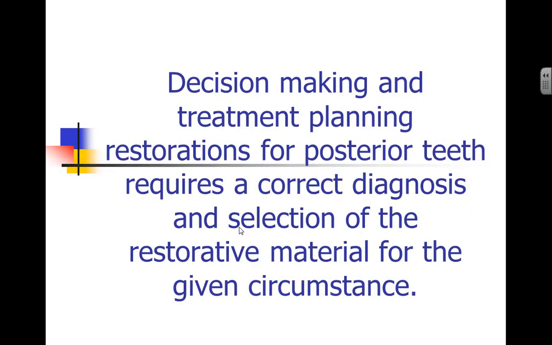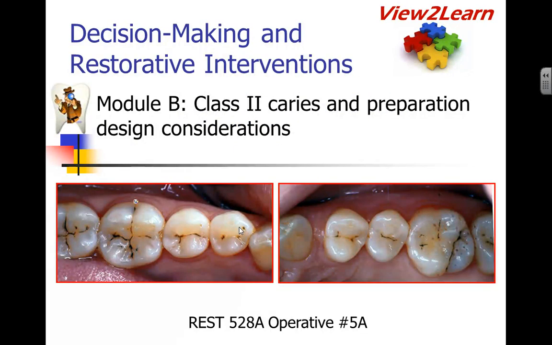Decision-making and treatment planning for restorations of posterior teeth starts with the correct diagnosis. From there, your preparation design and selection of restorative materials will fit the given circumstances with discussion with the patient. You've been watching and listening to Decision-Making and Restorative Interventions, Class 2 Caries and Preparation Design Considerations.